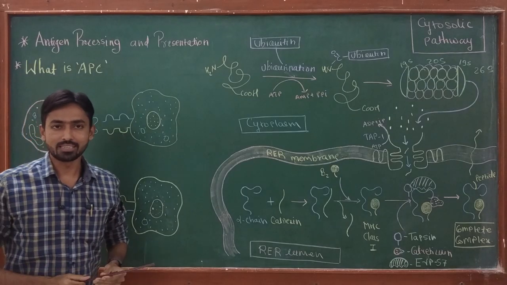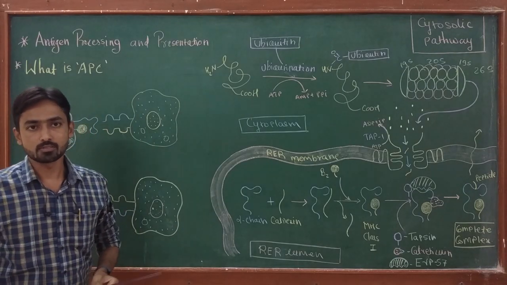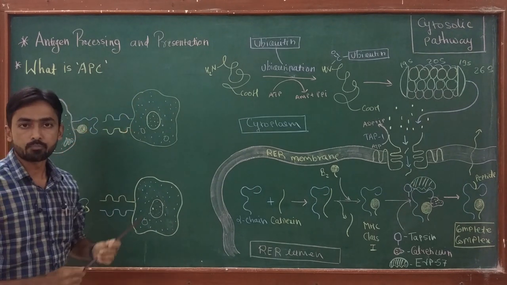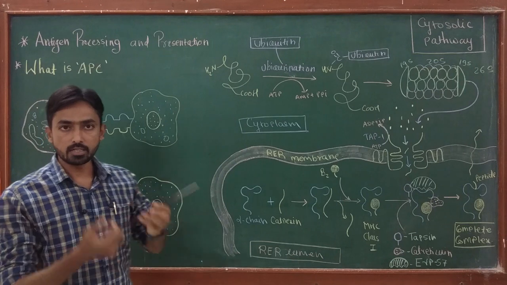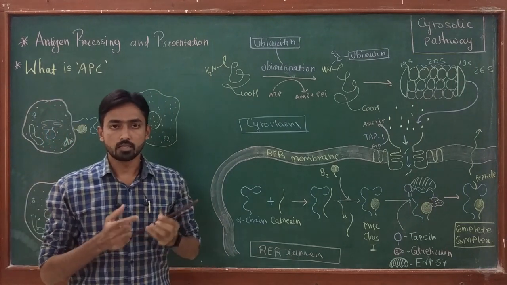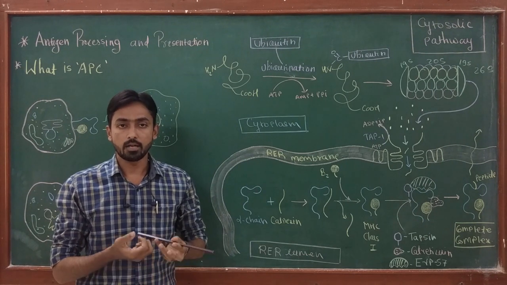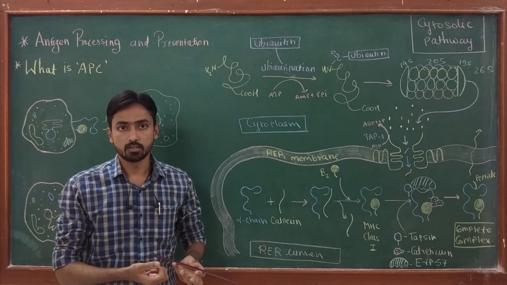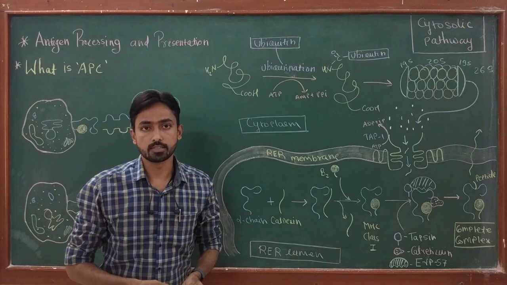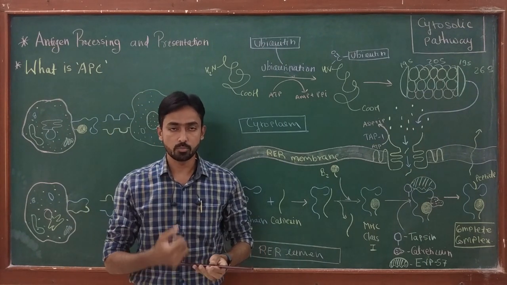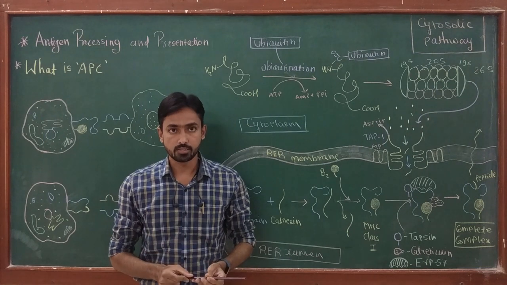Hello friends, in this video lecture I am going to discuss antigen processing and presentation. When different antigens enter the body, the important cells present in the body process the antigen and present it to immune cells like T helper or T killer cells. The cell which plays the role of presenting the antigen to the immune cell is the antigen presenting cell.